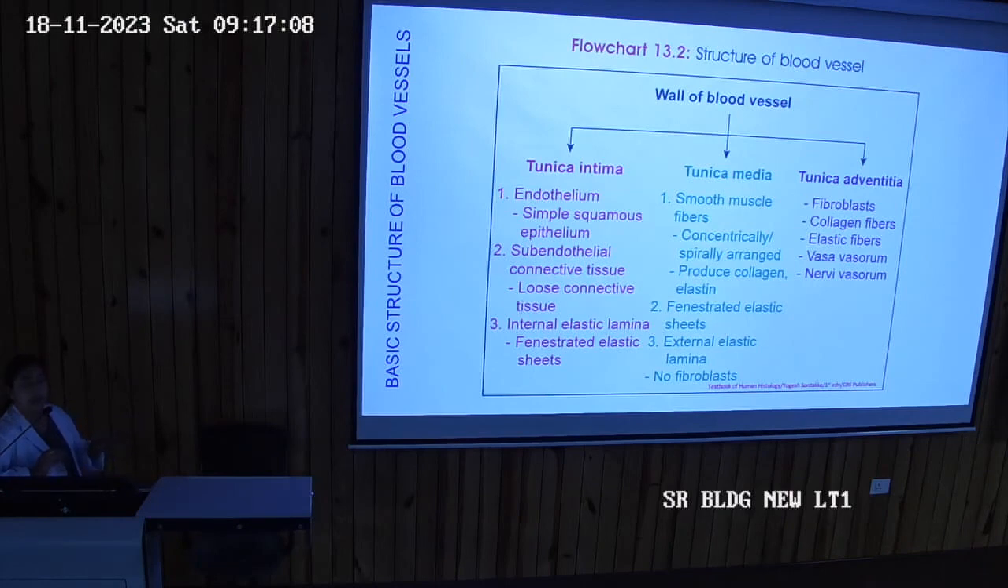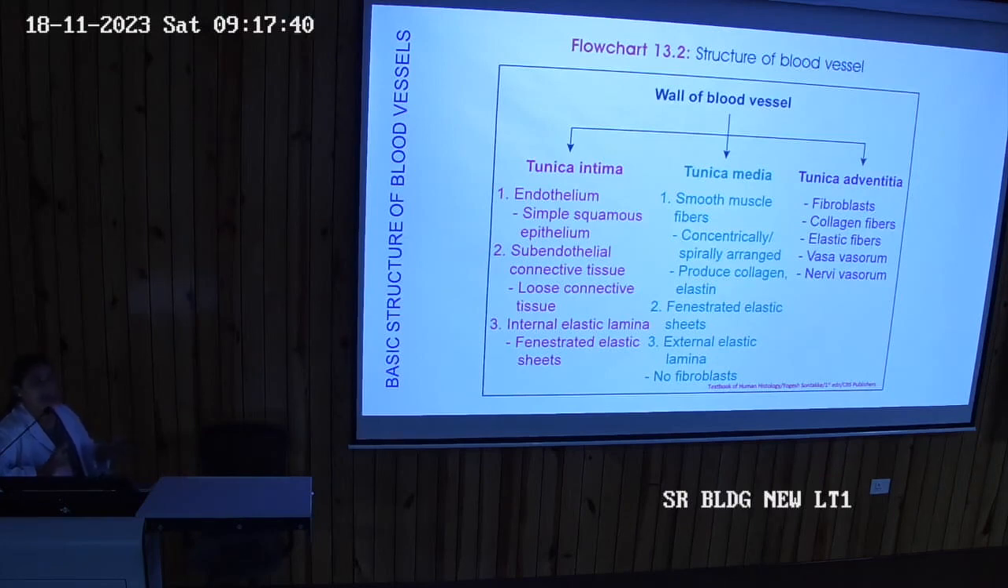What does that loose type of connective tissue contain? It has fibers, it has blood vessels, it has lymphatics, so as to provide nutrition to the epithelium. So this is subendothelial connective tissue, which is comprised of loose connective tissue. Then comes the internal elastic lamina. This internal elastic lamina forms a boundary of the tunica intima. After this internal elastic lamina, which consists of elastic fibers, you have the tunica media. So tunica intima has 3 layers, subdivisions.